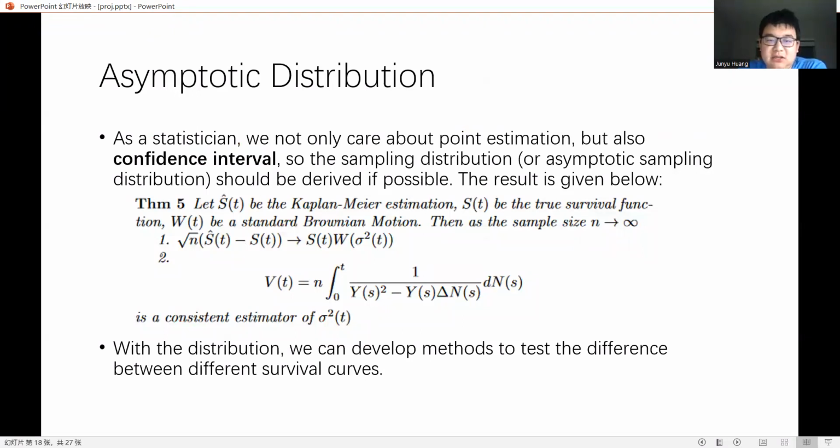And as a statistician, we not only care about the point estimation of the survival function, but also a confidence interval, which means we have a range of the estimation. I mean, we should estimate the standard error of this estimation. So we should derive the sampling distribution or asymptotic sampling distribution. And the result is given below.